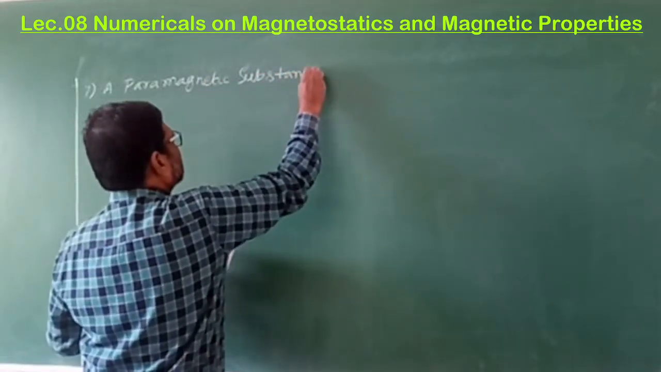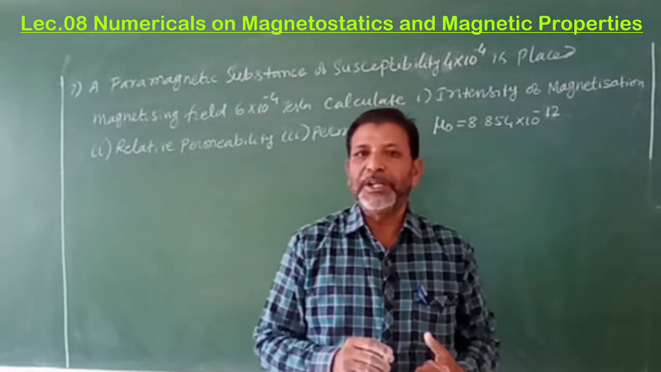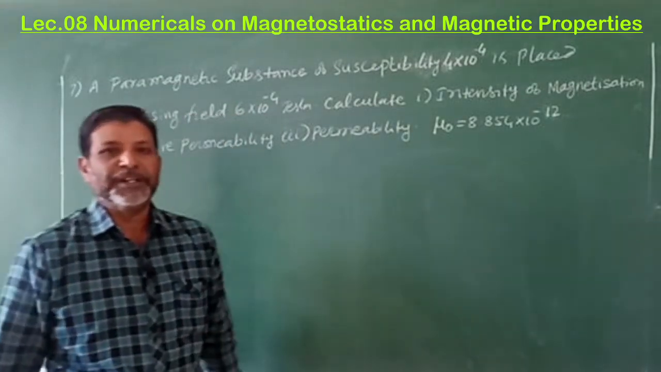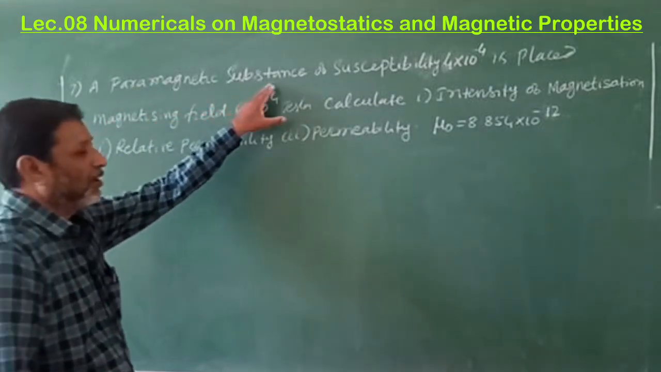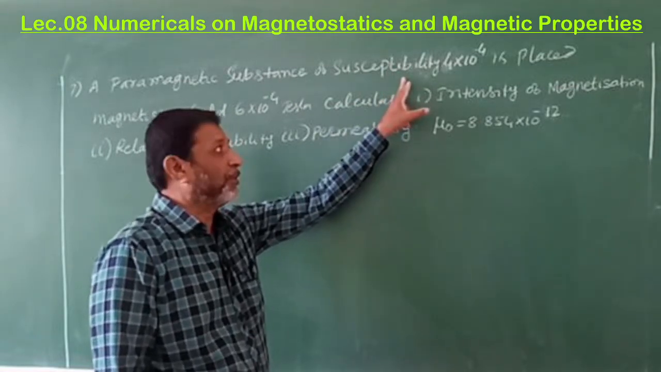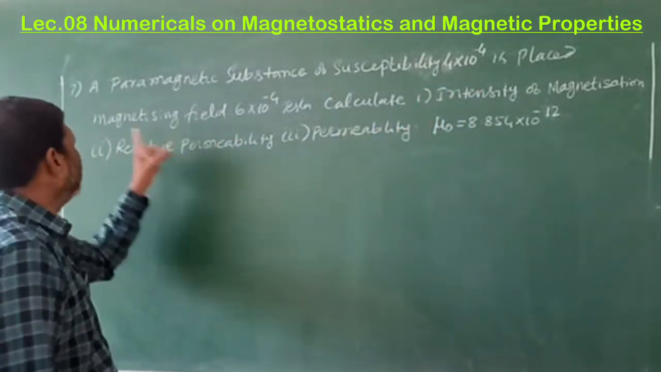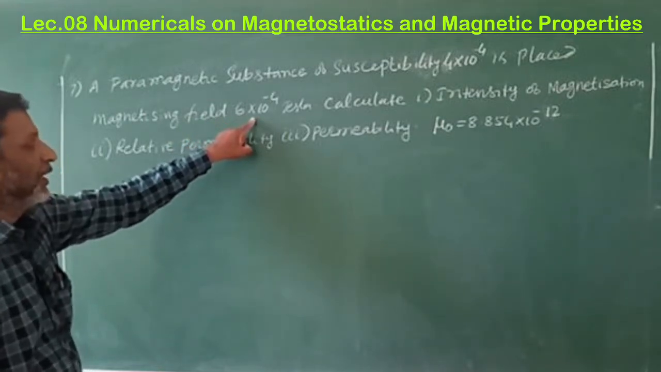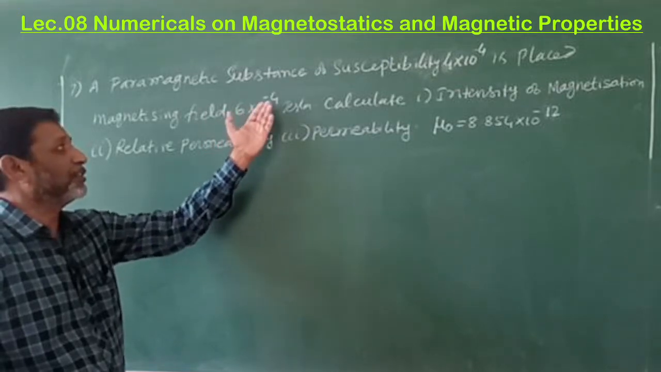Now let us come to the next problem. Now this problem concerns the properties of magnetic materials. Now here what is given? A paramagnetic substance of susceptibility, that is the susceptibility of the paramagnetic substance, is given to you. Its value is 4 into 10 raised to minus 4. It is placed in a magnetizing field, that is the applied magnetizing field, of 6 into 10 raised to minus 4 Tesla.